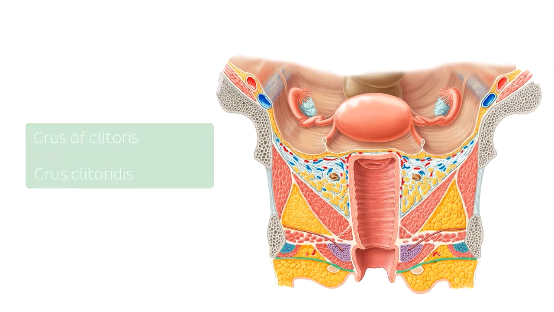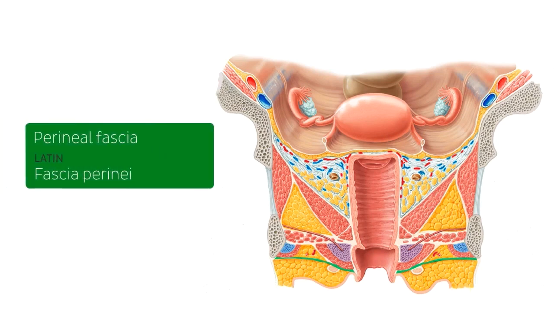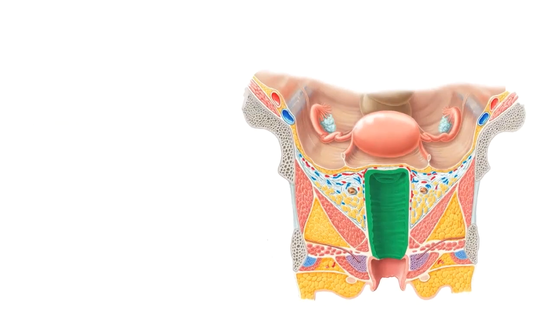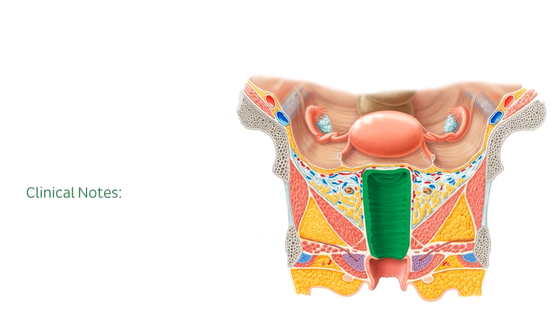And finally, the fascia covering all the tissues and the muscles that we've just mentioned is known as the perineal fascia, which we can see highlighted in green. And the area that contains all of the tissues and muscles above is called the superficial perineal pouch. And to finish this tutorial, I'd like to go over some clinical notes about the uterus and vagina.